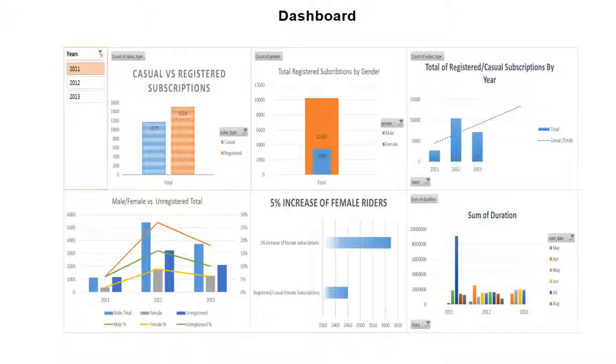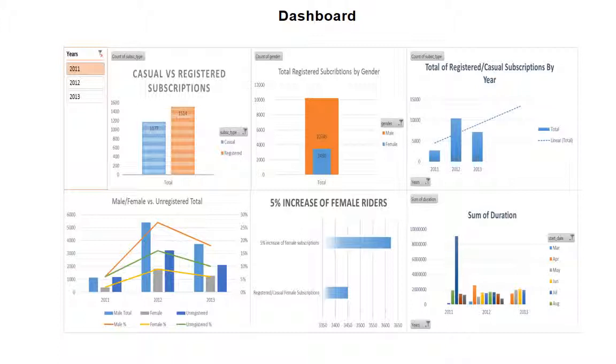This is my dashboard with all 6 charts that I used. My first chart is casual versus registered subscriptions. And with this chart, I also included a slicer. This is a benefit because it gives them a year-by-year look of how the different types of subscriptions are affecting the company. My second chart is total registered subscriptions by gender. And this just shows them their gender base and who they have more buying their bikes, which is a benefit because it'll let them know who to market to, who to sell their bikes to, stuff like that.